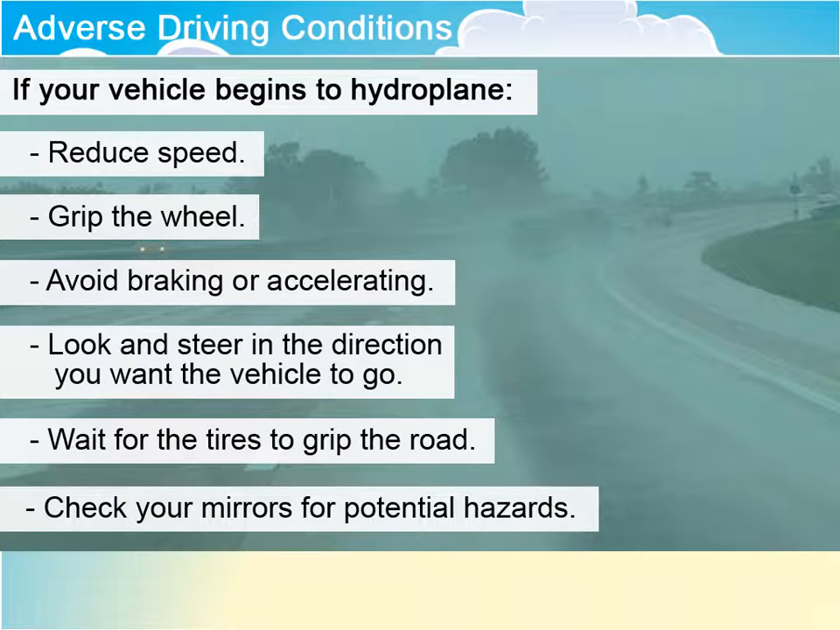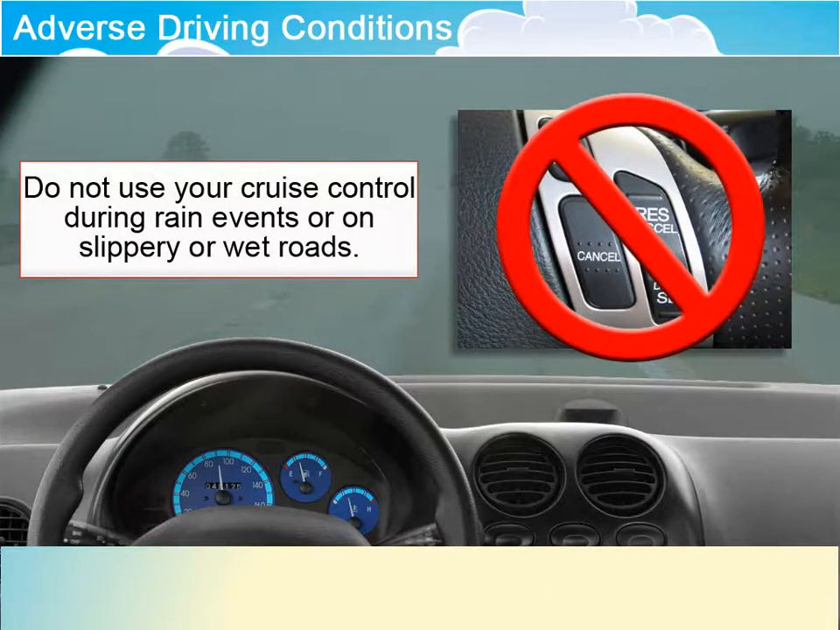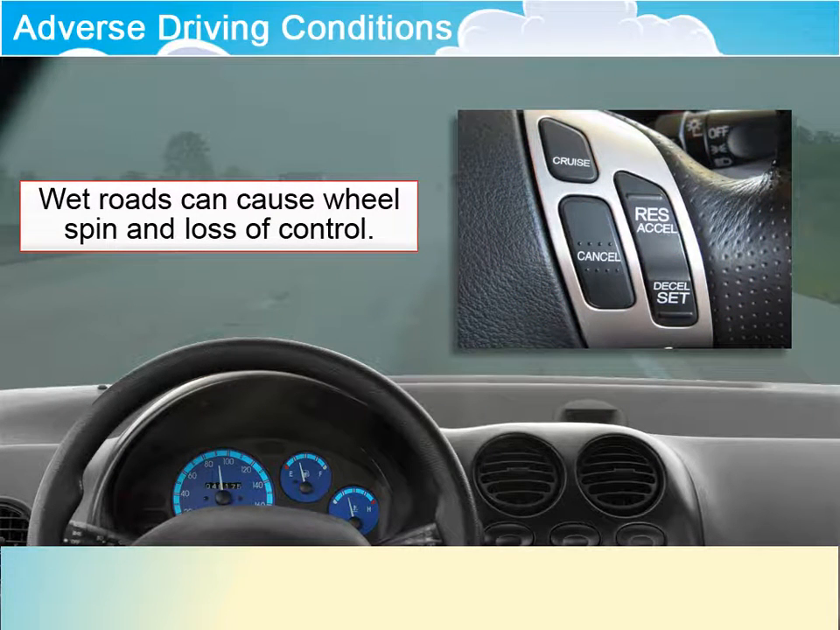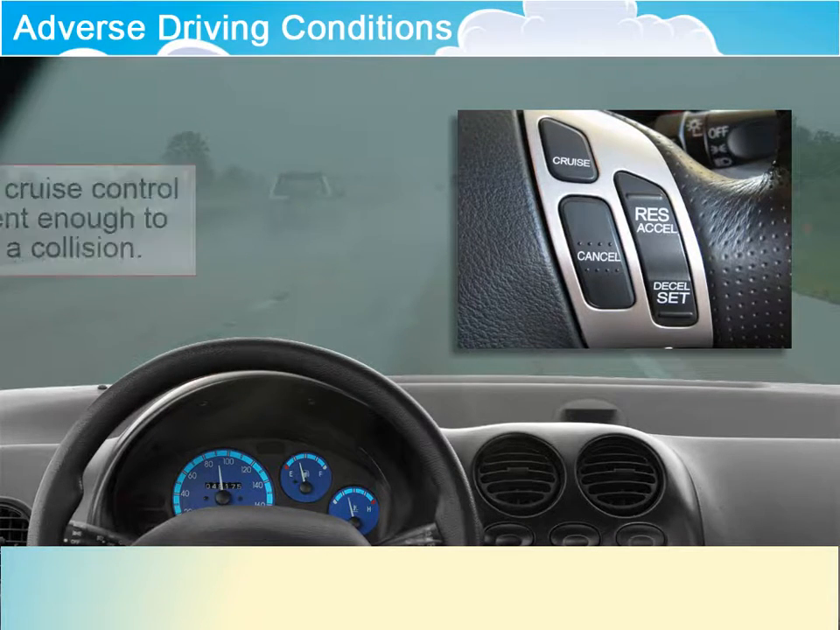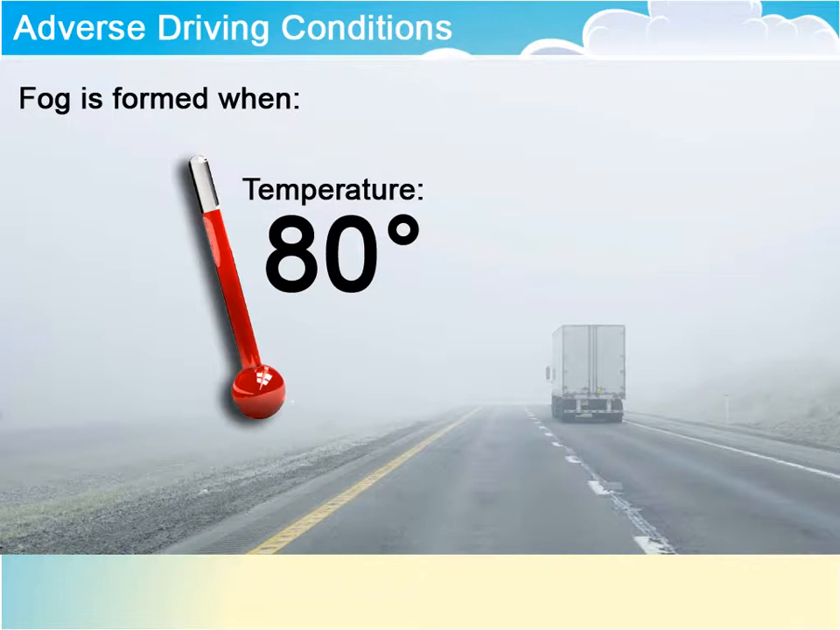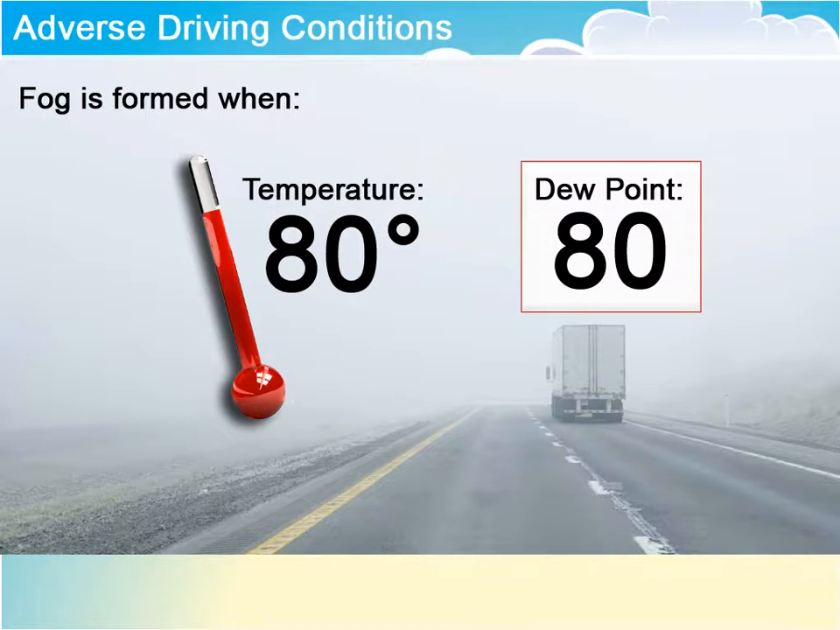Check your mirrors for potential hazards to the sides and behind your vehicle. Do not use your cruise control during rain events or on slippery or wet roads. Wet roads can cause wheel spin and loss of control, especially when you have to react quickly. The amount of time it takes you to disengage the cruise control could be sufficient enough to involve you in a collision.